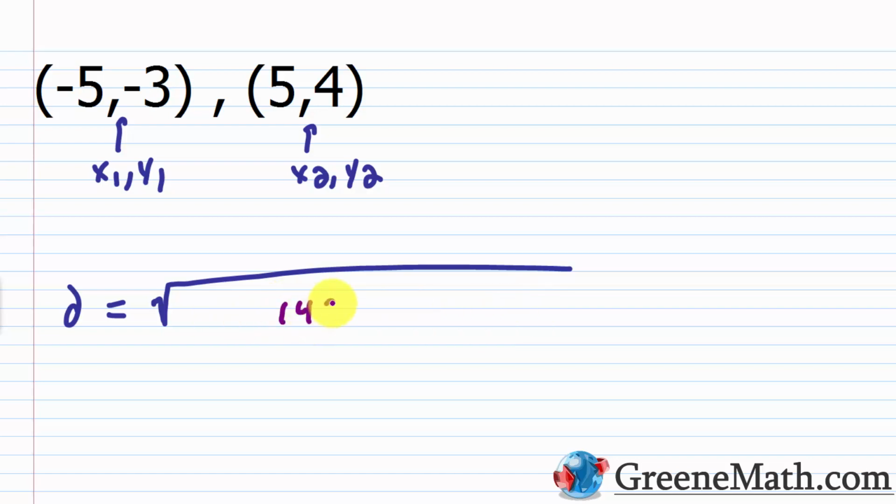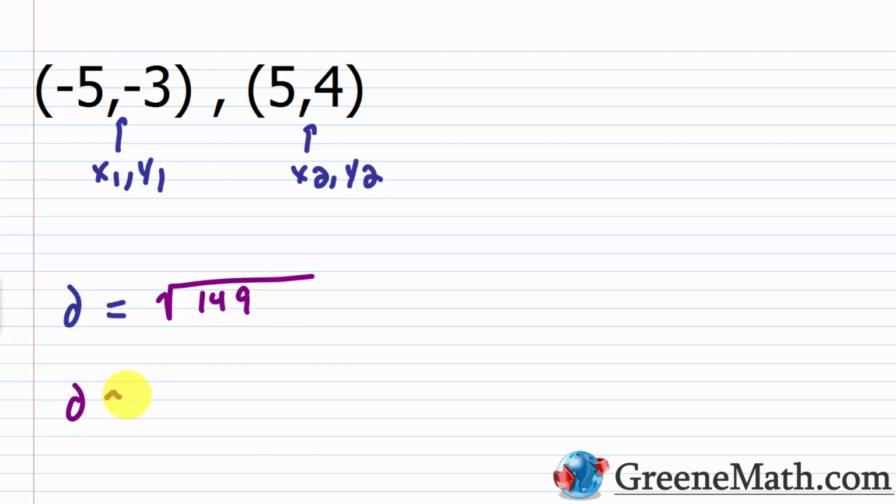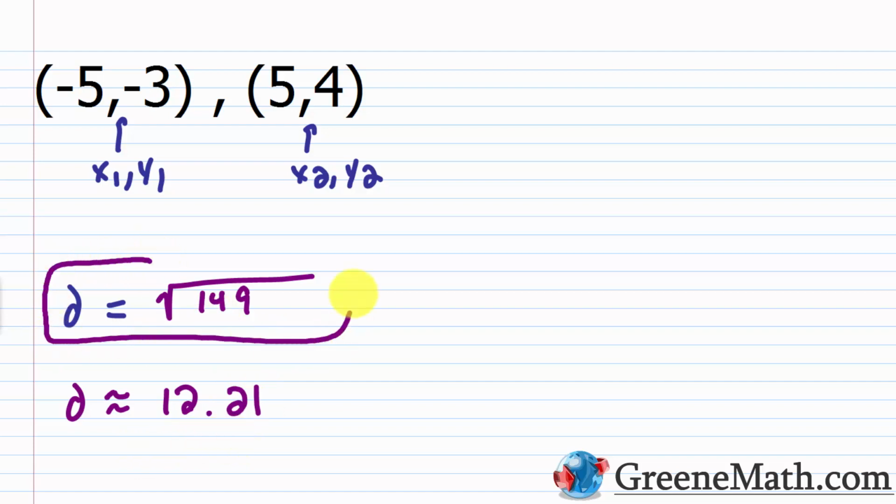Okay, 149. And again, 149 is a prime number. So I'm just going to leave my answer like this. I'm just going to say d is equal to the square root of 149, just like that. If you want to approximate it, you can. You can say d, the distance, is approximately going to be 12.21. Okay, just as an approximation. But this guy right here is a precise answer, whereas this one is just an estimate.